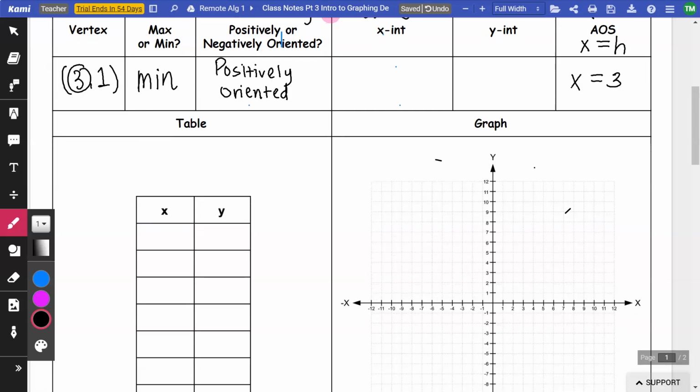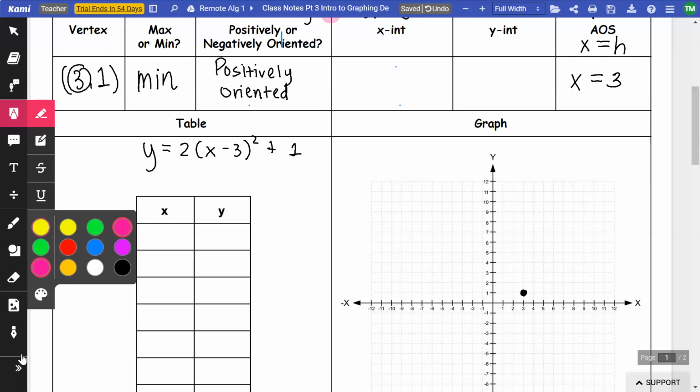So in our graph, I'm just going to rewrite the equation. Y is equal to 2 times x minus 3 squared plus 1. So for our graph, we already know that the vertex is at 3, 1, which is right here. We also know that this parabola is going to be face up. So if it's face up, that means that, I'm going to use a highlighter just for an example.